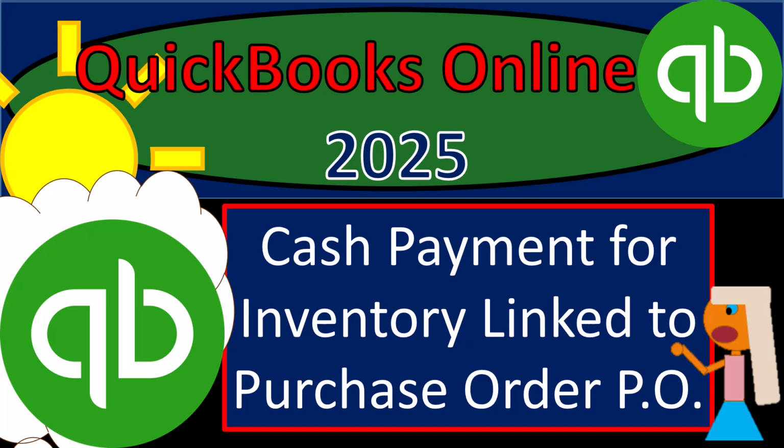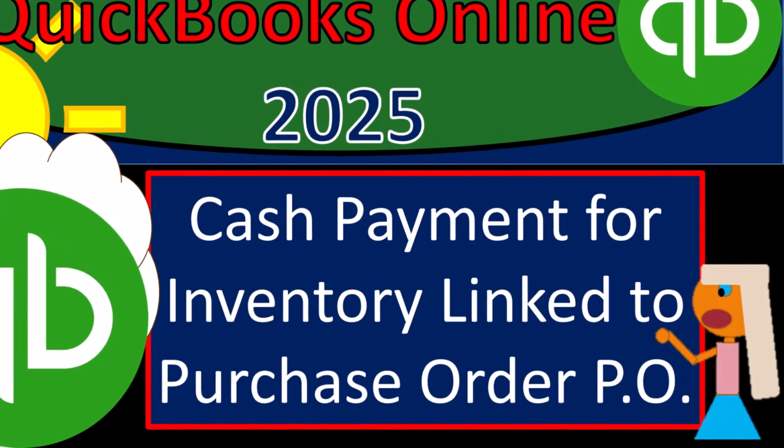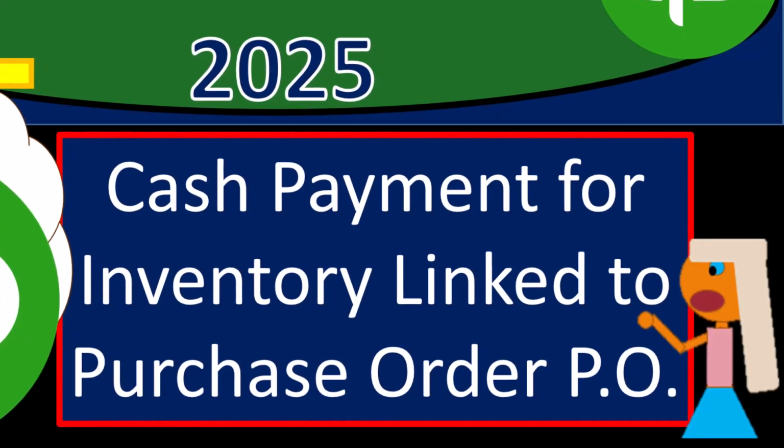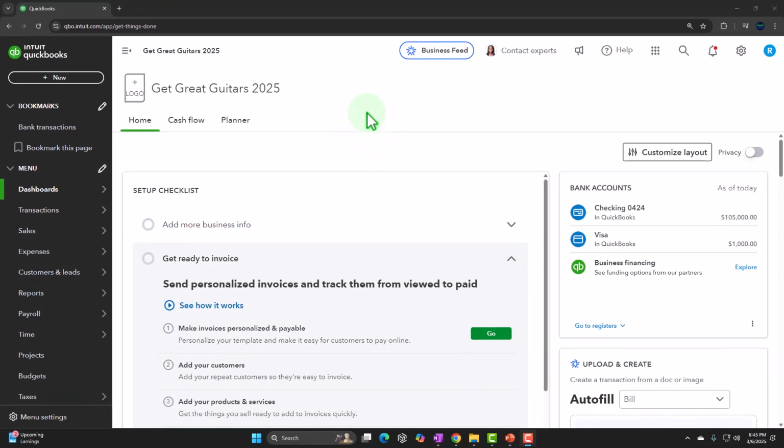QuickBooks Online 2025 cash payment for inventory, which is linked to the purchase order, otherwise known as the PO form. Here we are in our QuickBooks Online Geek Rate Guitars 2025 project file we set up in a prior presentation.